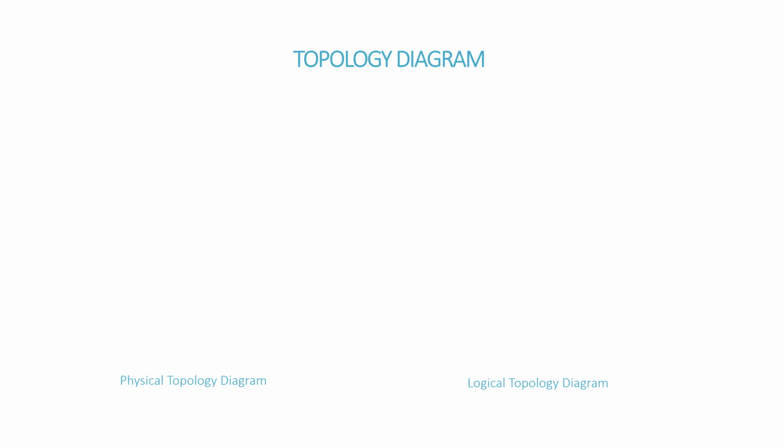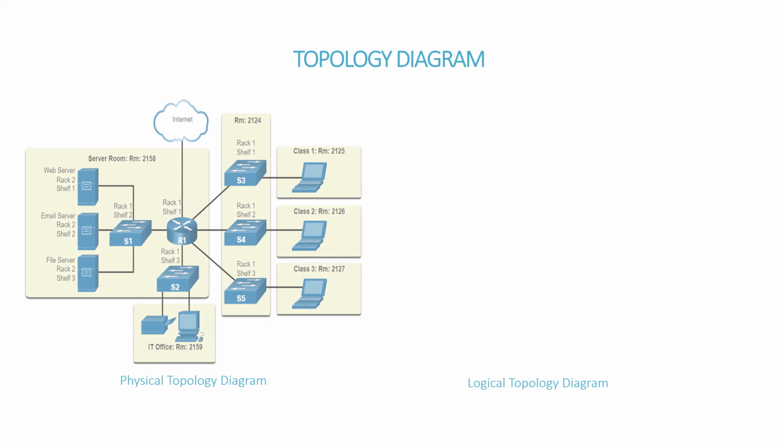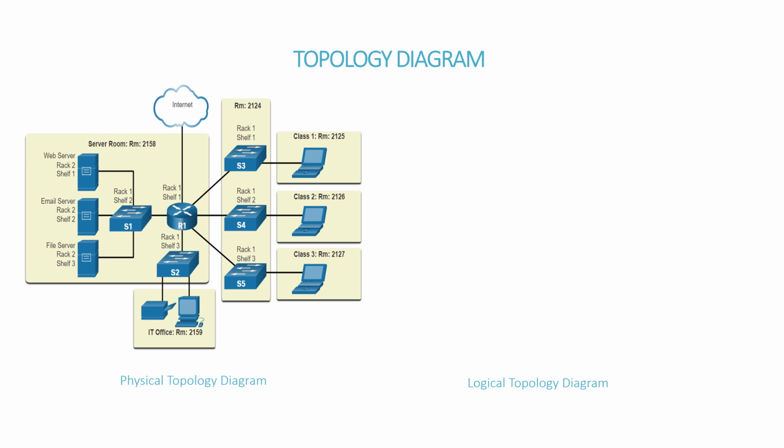Topology diagrams are mandatory documentation for anyone who works with networks. The topology diagrams provide a visual map of how the network is connected. Based on that, we have two types of topology diagram. The first one is the physical topology diagram. As you can see, it illustrates the physical location of end devices, intermediate devices, and cable installation.